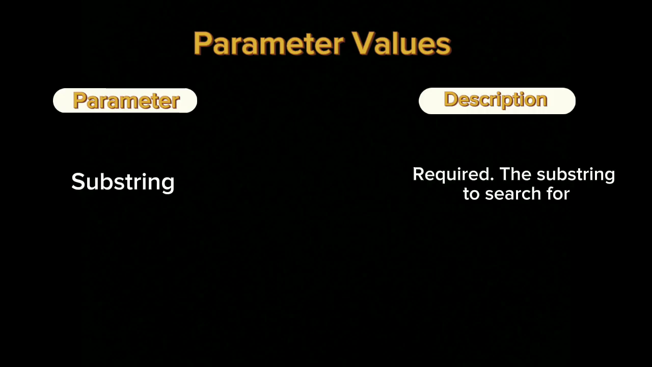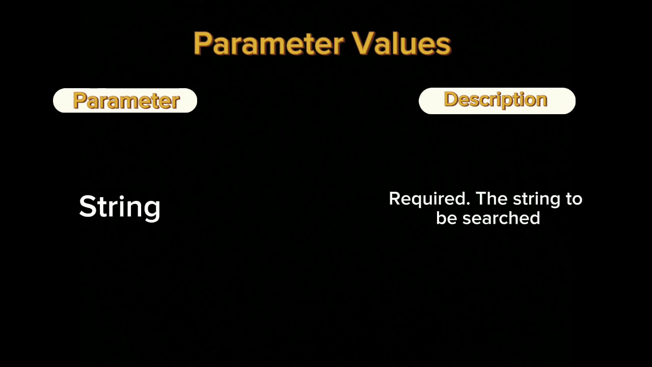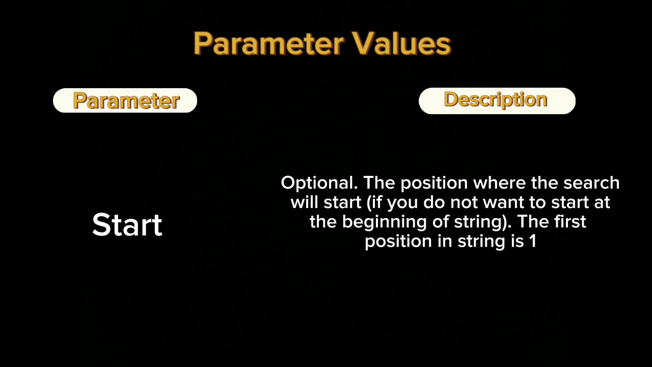Here are the parameter values. Substring is required, the substring to search for. String is required, the string to be searched. And start is optional, the position where the search will start, if you do not want to start at the beginning of the string. The first position in the string is 1.